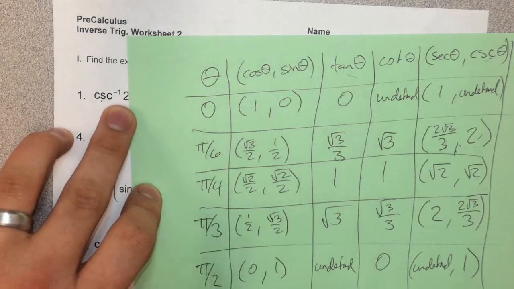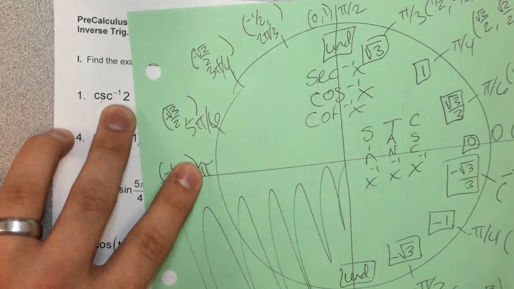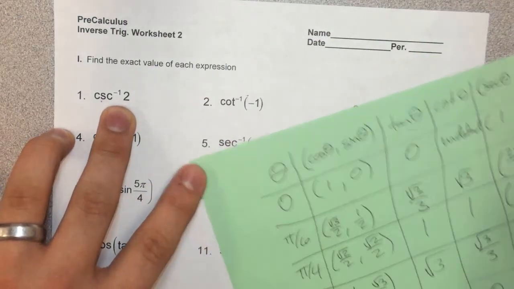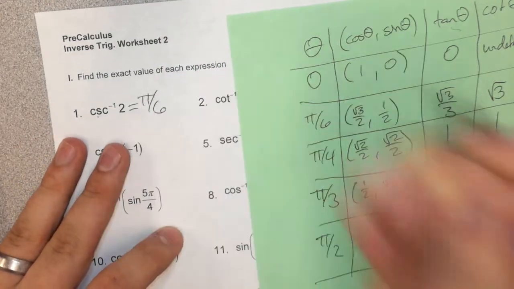Okay, cosecant also happens to follow sine in the first quadrant and fourth quadrant. So that's a positive 2 there. That means we're going to be in our first quadrant. So that's going to just be pi over 6.